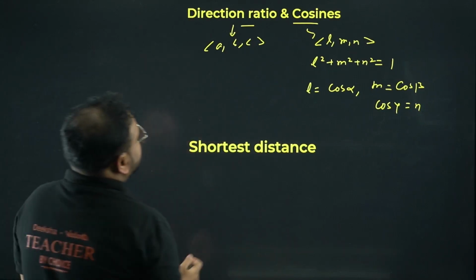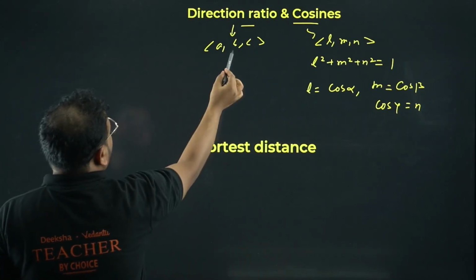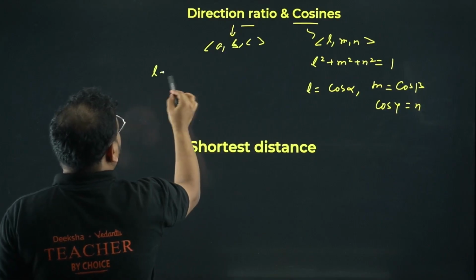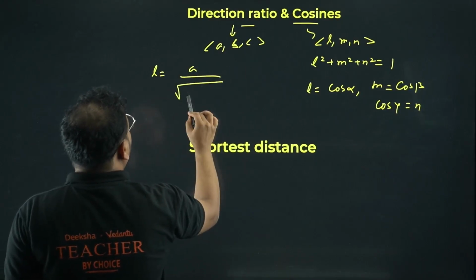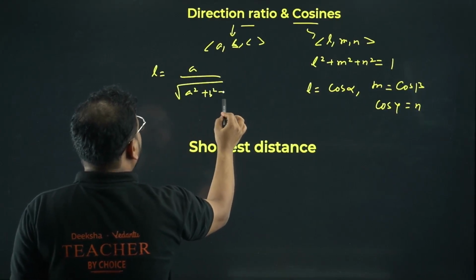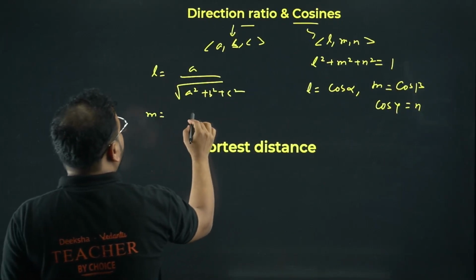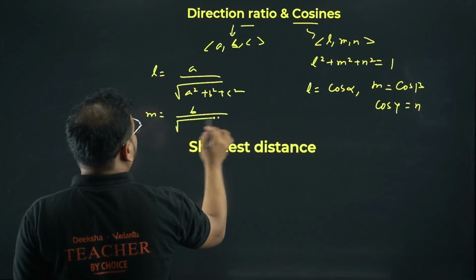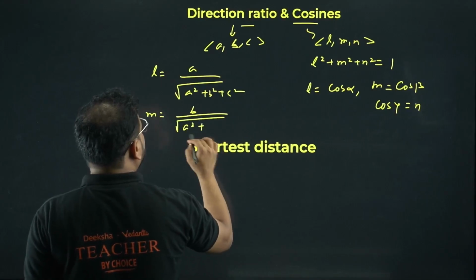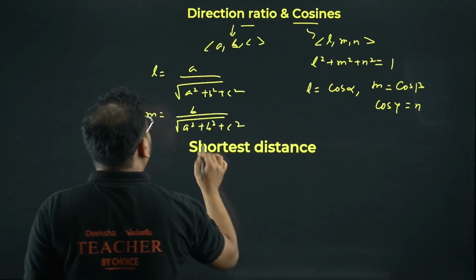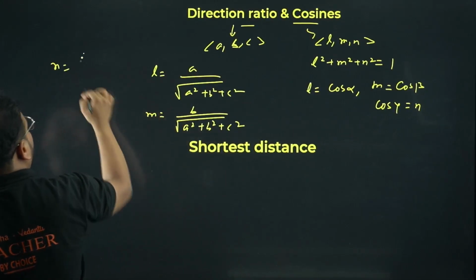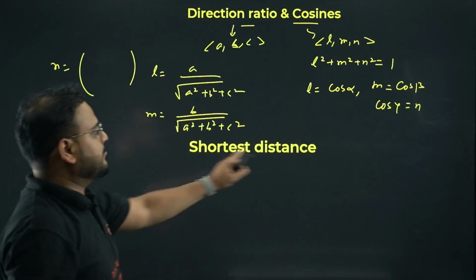Okay, so if you want, I can write the value of L actually in terms of A, B, C. So L will become A upon root of A square plus B square plus C square. Same I can do with M also. M will become B upon root of A square plus B square plus C square, and I can write N also the same way.